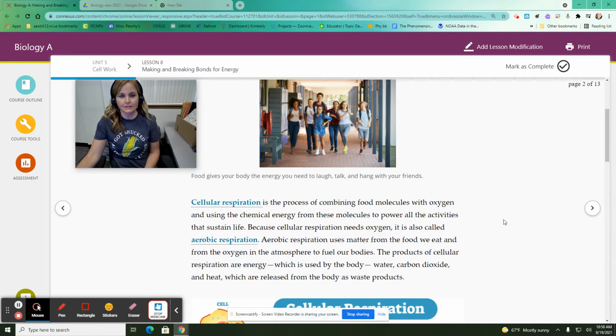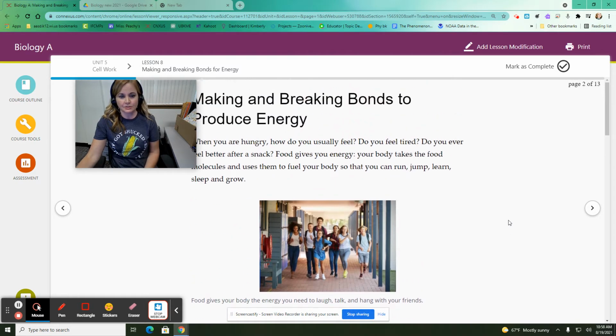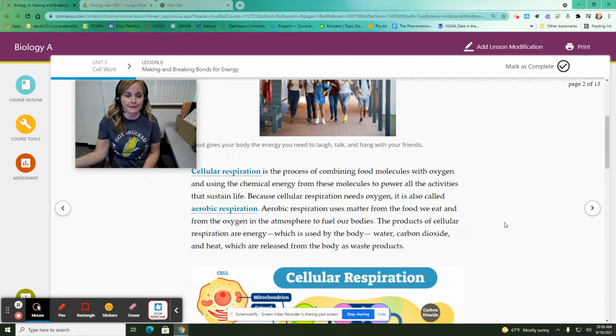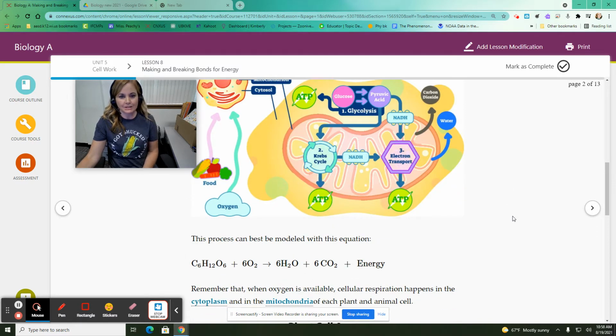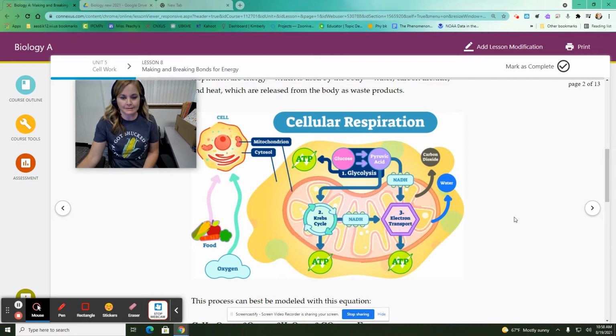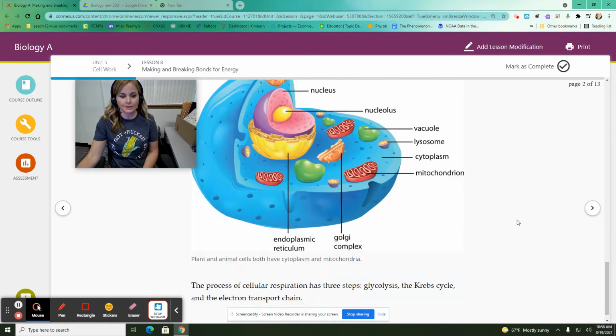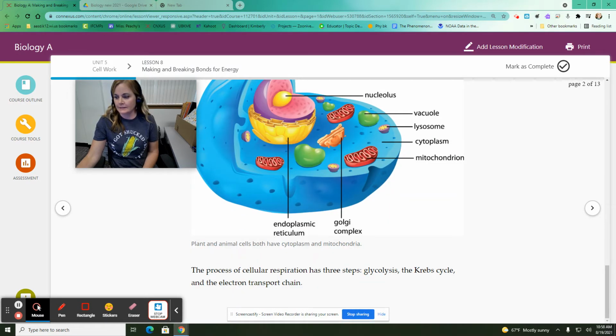Aerobic respiration is something that requires oxygen. Most organisms do use some form of aerobic respiration. All plants and animals do anyway. And since we're modeling in plants and animals, we'll talk about aerobic respiration. Aerobic respiration takes place in two different areas, in the cytoplasm and in the mitochondria itself. The three parts of aerobic respiration are glycolysis, the Krebs cycle, and the electron transport chain.